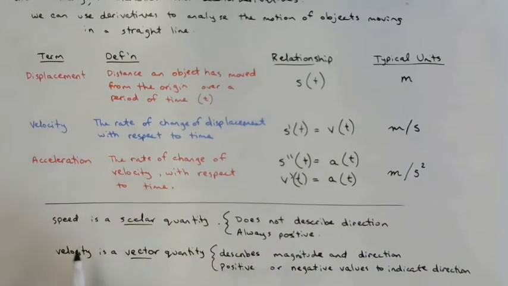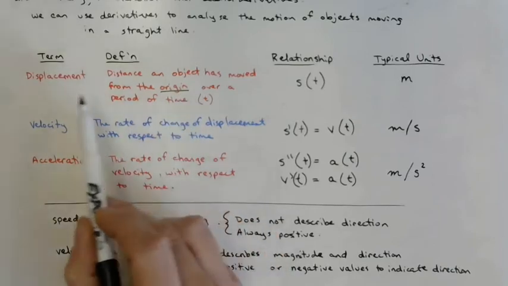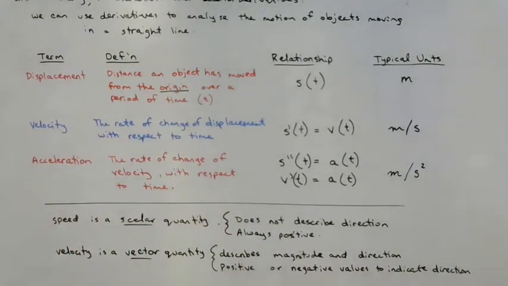Okay, so speed only describes magnitude. Speed only describes how fast you're going. It doesn't tell you which direction you're going. Vectors, a velocity is a vector quantity. It describes how fast you're going and which direction you're moving in. And again, we're talking about linear motion. So you're either moving forward or you're moving backward. Those are the two options, positive or negative from that starting point. Okay, which is right here, the origin in our displacement definition.